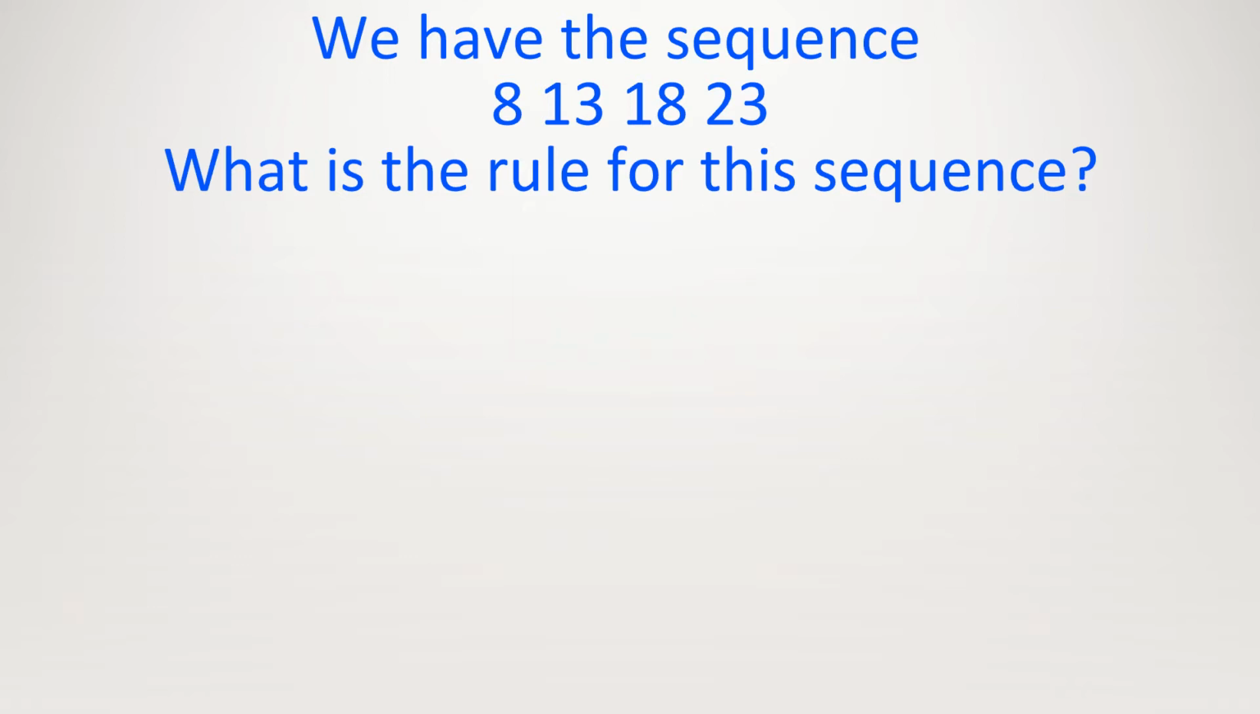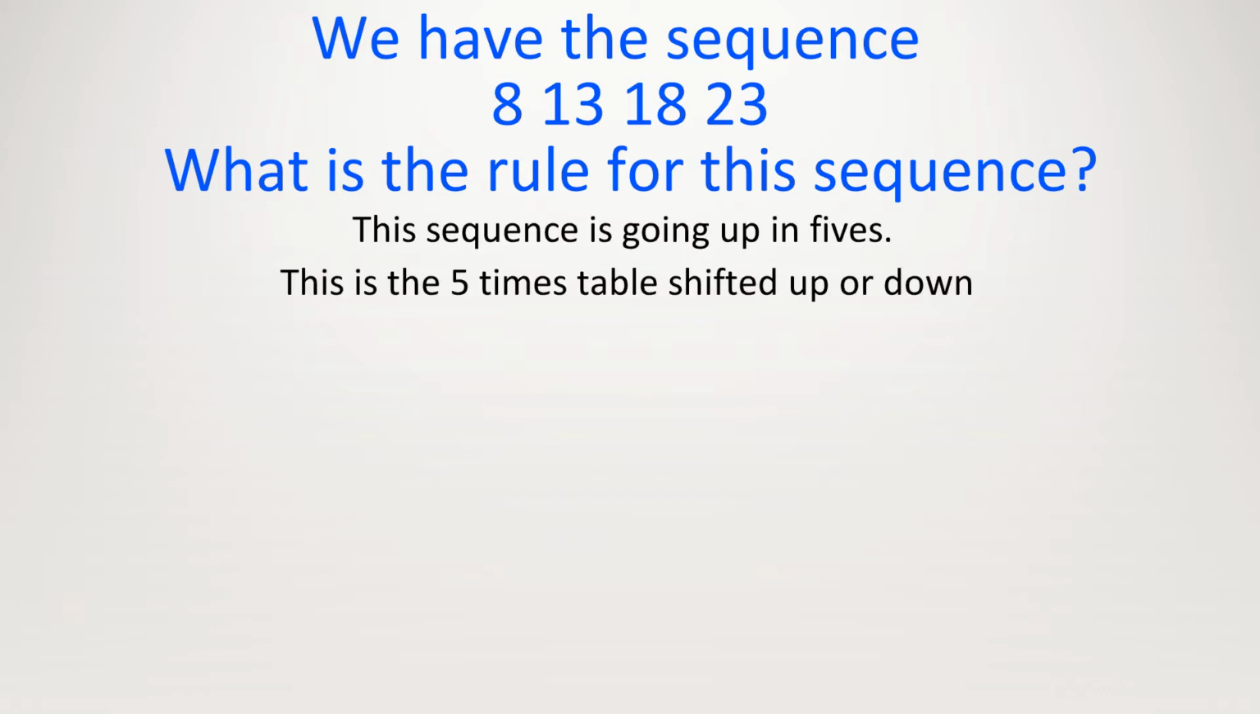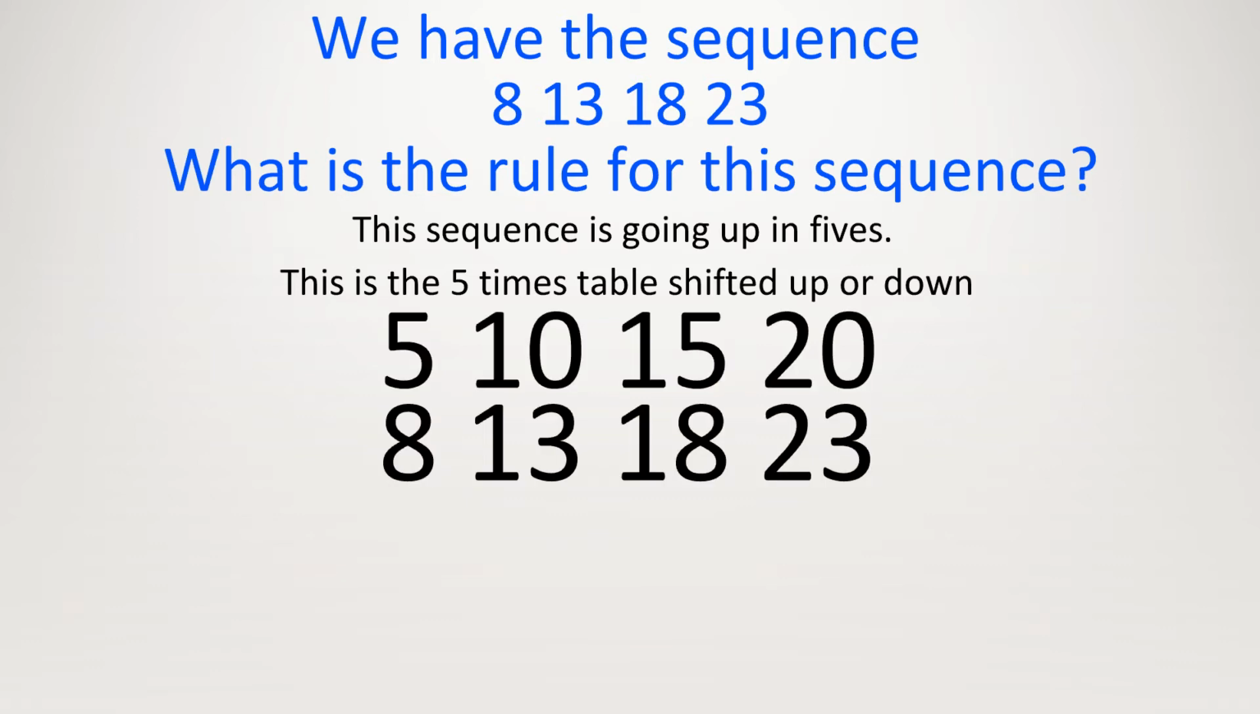The same method as before. Let's work out the difference between the terms. It is going up 5 each time. It is the 5 times table shifted up or down. Let's put it above: 5, 10, 15, 20. How to write the 5 times table? This is 5n, because n can be anything.